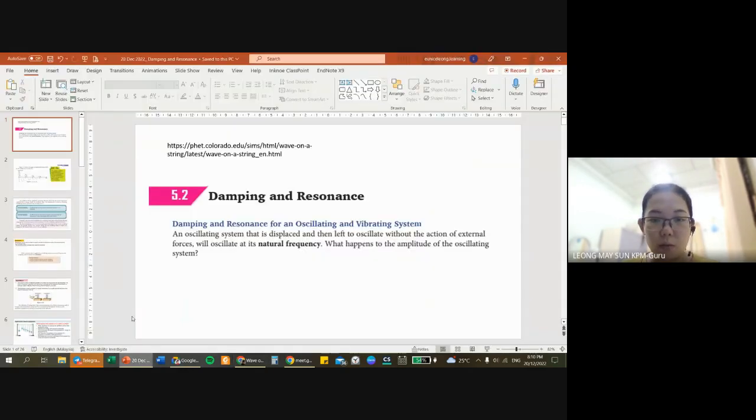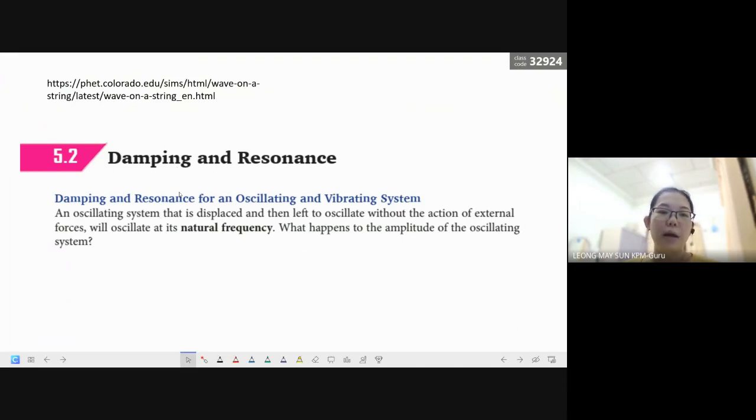Okay, so let's go back to the notes that we have. Those of you who just arrived, please make sure that you open up the PowerPoint slides that I've already sent into the respective groups just now. This is actually in the Form 4 textbook. So Form 4s, please make sure you open up your textbook, or if you already printed it out, you can directly write on top of it.